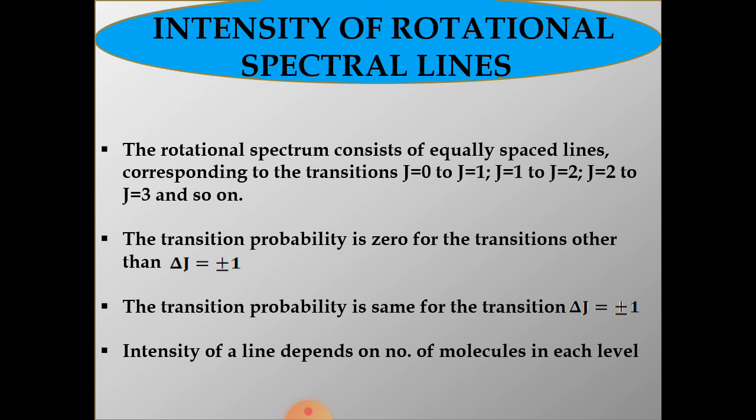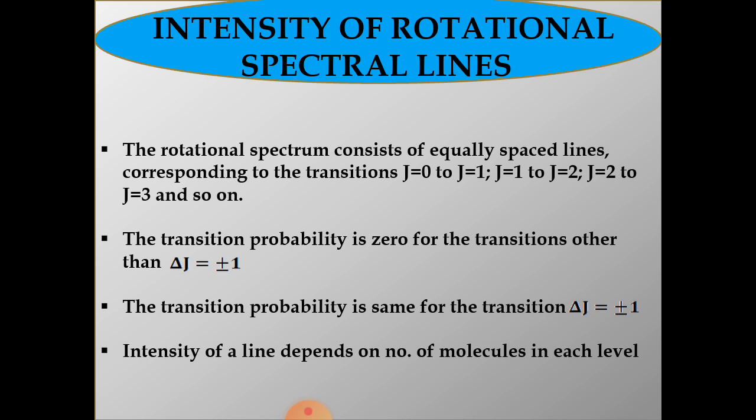The rotational spectrum of a diatomic molecule consists of a series of equally spaced lines corresponding to the transitions J equal to 0 to 1, 1 to 2, 2 to 3 and so on. Here there will be different numbers of molecules in each level. Therefore, different total numbers of molecules will carry out transitions between various levels.